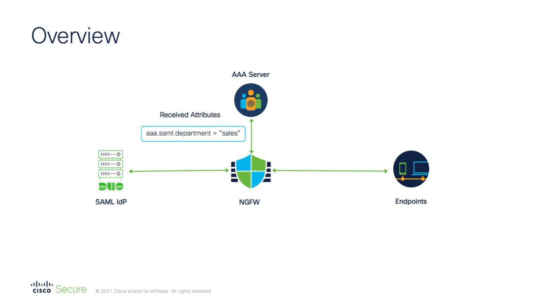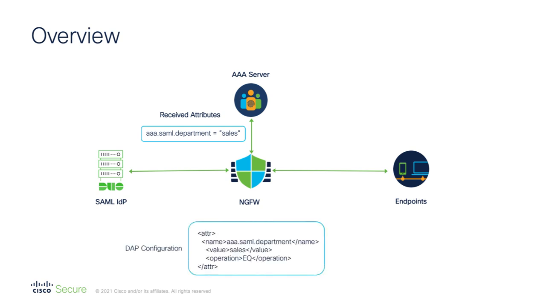In the DAP table, the SAML attributes are represented in a format like aaa.saml.department equals sales, where sales is the name of the department that the user is part of. And within the DAP configuration, it appears as the following. Now, in case of additional attributes that need to be delivered in SAML assertions, we also support multi-valued attributes, and the Dynamic Access Policy table is indexed accordingly.